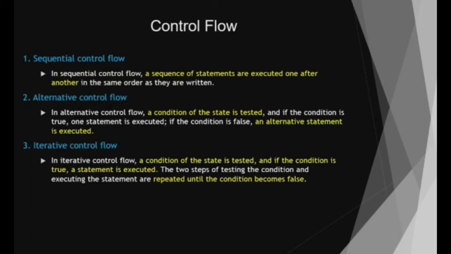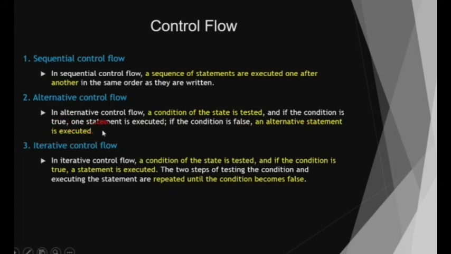One after another, one by one, we can get the execution. That is known as a sequential control flow. Okay, and the next one is alternative control flow. In alternative control flow, a condition of the state is tested. So a condition must be tested here, and if the condition is true, one statement is executed. If the condition is false, an alternative statement is executed.